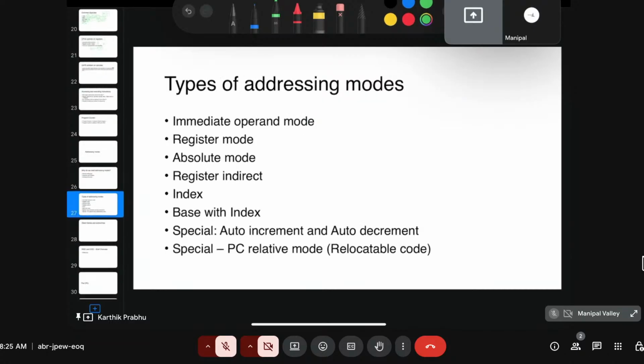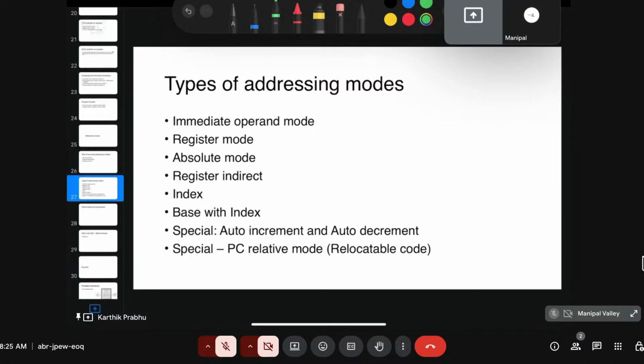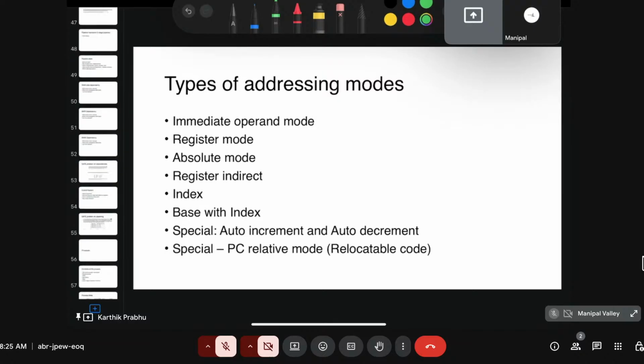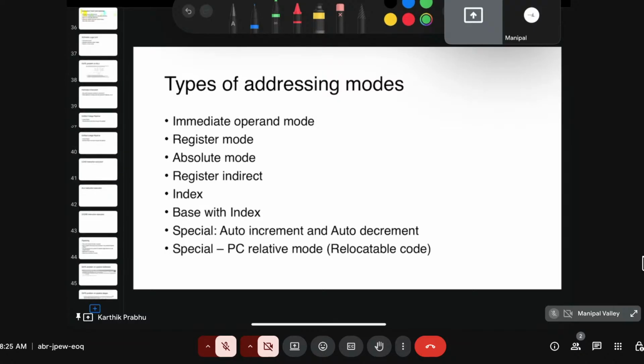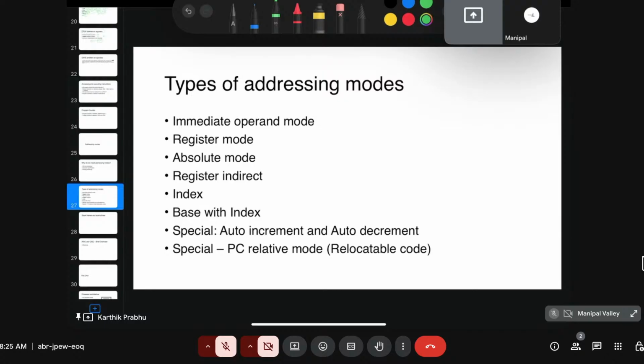Okay. Now we have different types of addressing modes. We have the immediate operand, we have register, we have absolute, register indirect, index, base with index. And these two we will discuss when we finish discussing our other CPU instruction set. So mostly, most CPUs follow RISC.